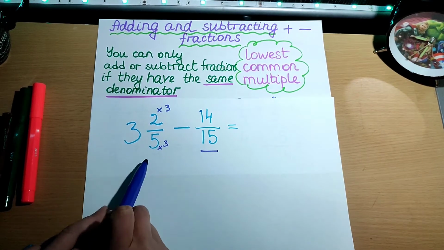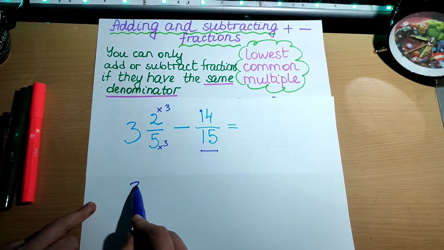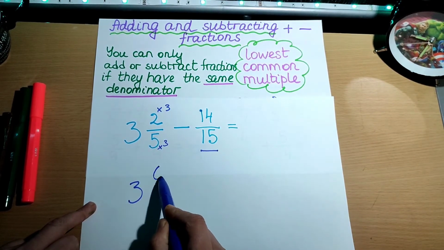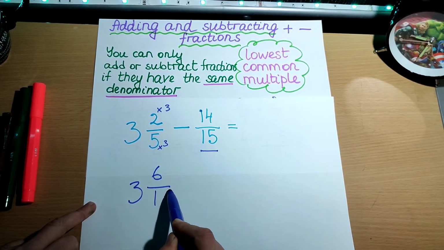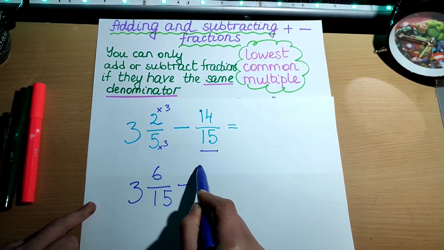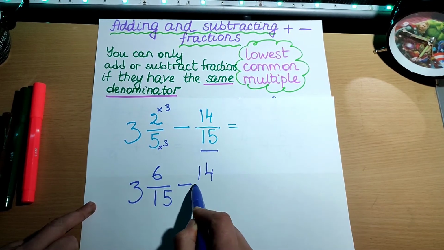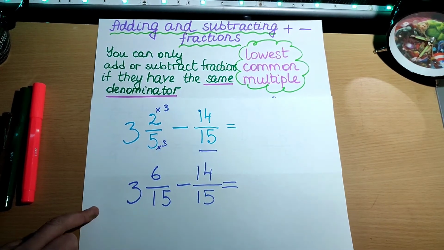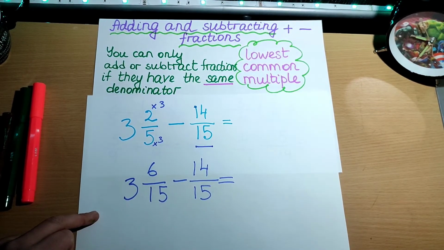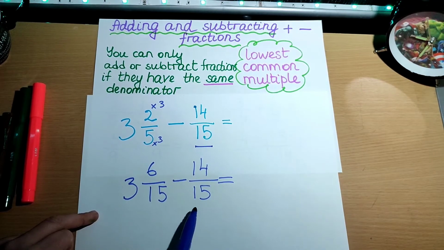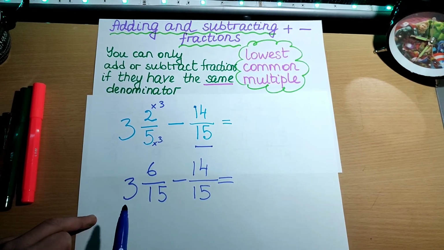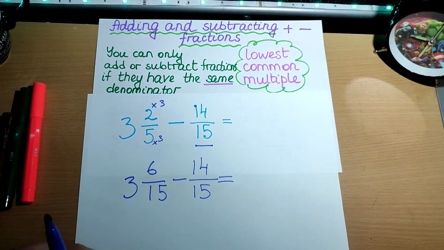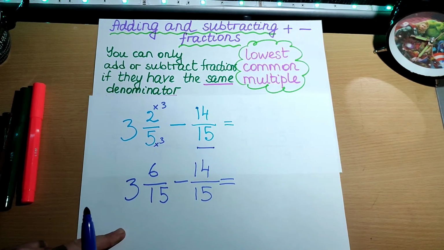So it's not 2/5 anymore. It's 6/15. We're still leaving the whole number the same, 3, and 6/15. Take away 14/15. Can we subtract these numbers now? Yes, we can, because they have the same denominators. However, can we take 14 away from 6? Oh no, we can't, because there's not enough.